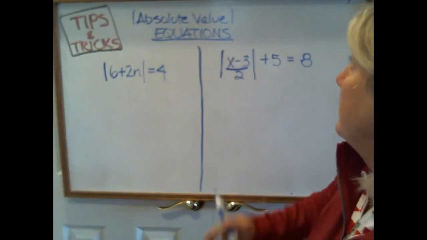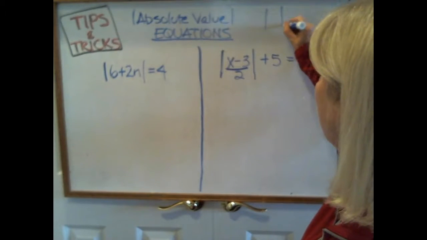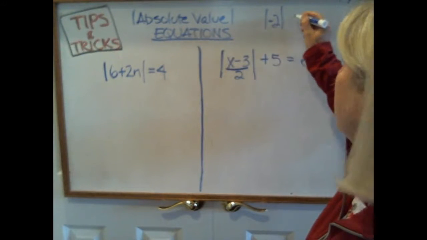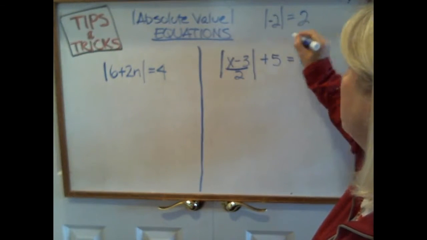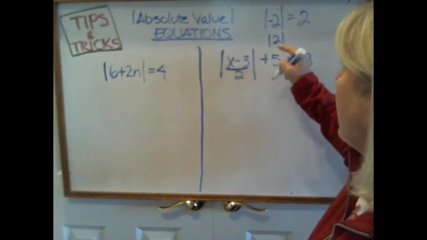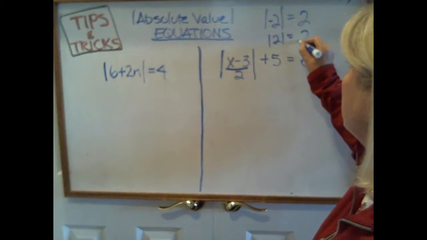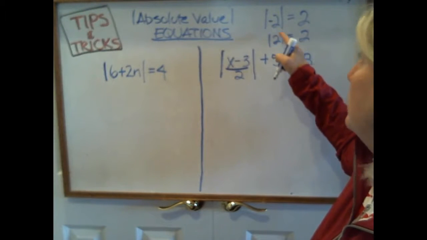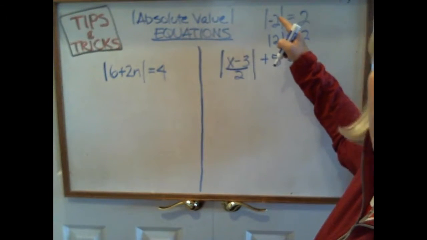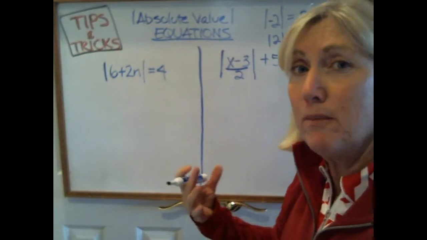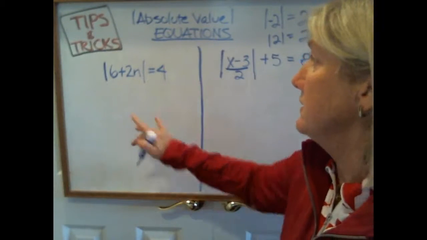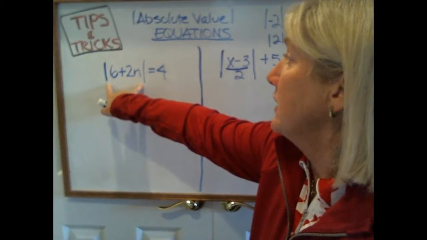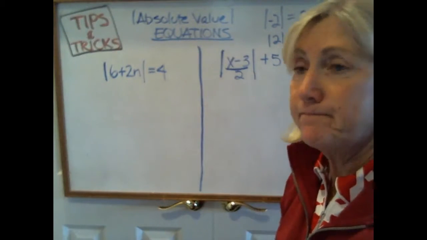Absolute value means, for instance, if we have the absolute value of -2, we know that anything in here will be positive, so it would be 2. The same thing as if we have the absolute value of 2 is 2. So we know that anything inside the absolute value could be positive or negative, and that's sort of the basis of solving these equations. So right now we have an absolute value of 6 plus 2n equaling 4.